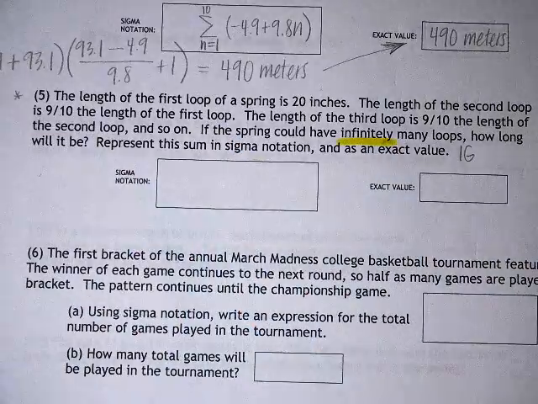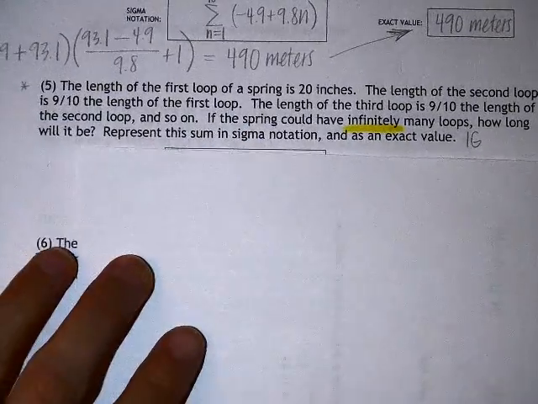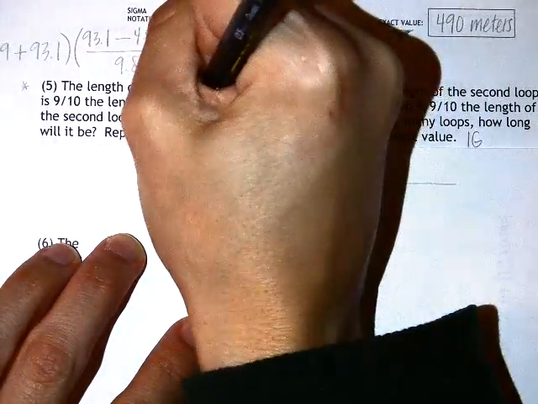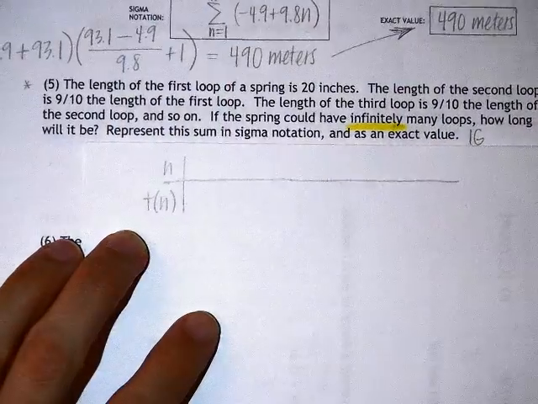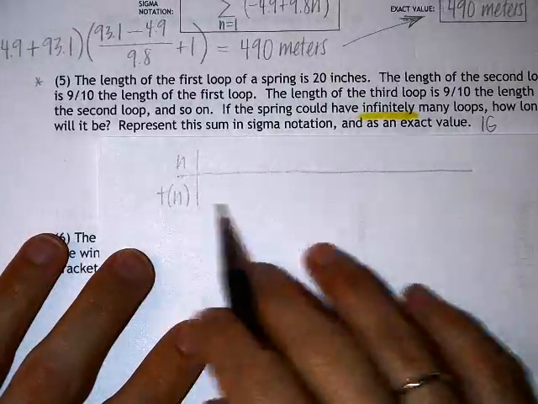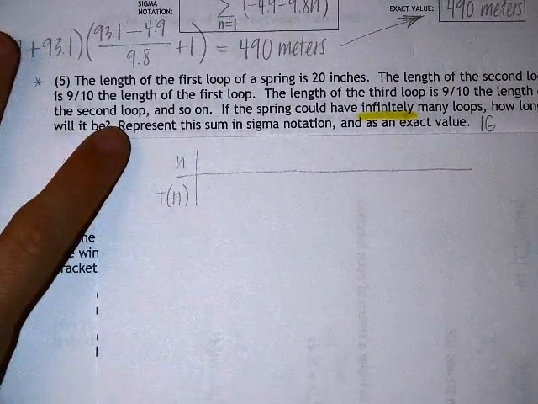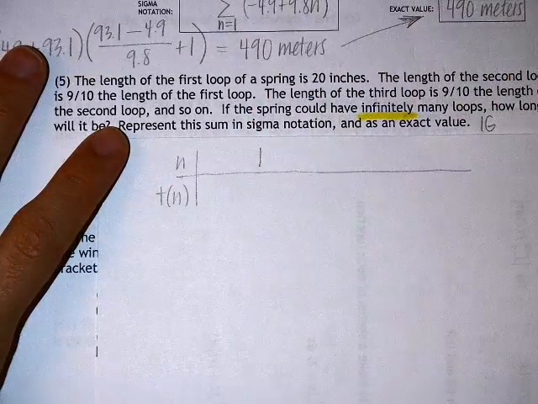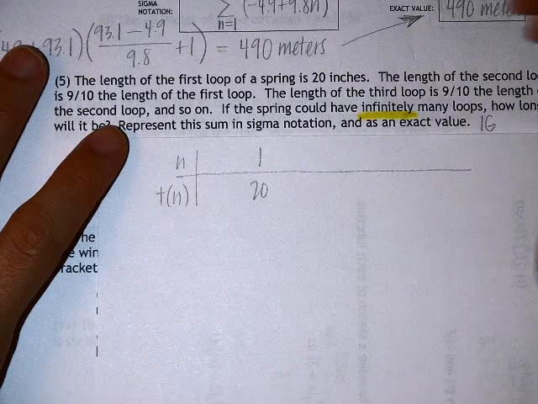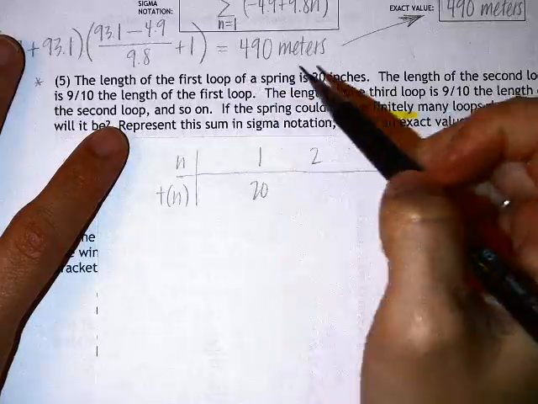If I set up a table of values, which sometimes helps me organize my information, let's see if maybe the multiplier situation becomes more obvious. I'll set up my n and t of n table, which is pretty customary for sequences. And I'll read the question one more time, translating the information into this table. The length of the first loop, so let's assume that's the first term, n is 1, is 20 inches. The length of the second loop, n is 2, is 9/10 the length of the first loop.